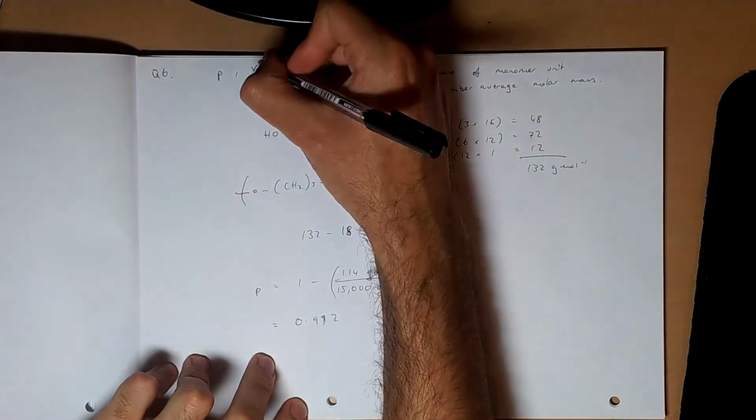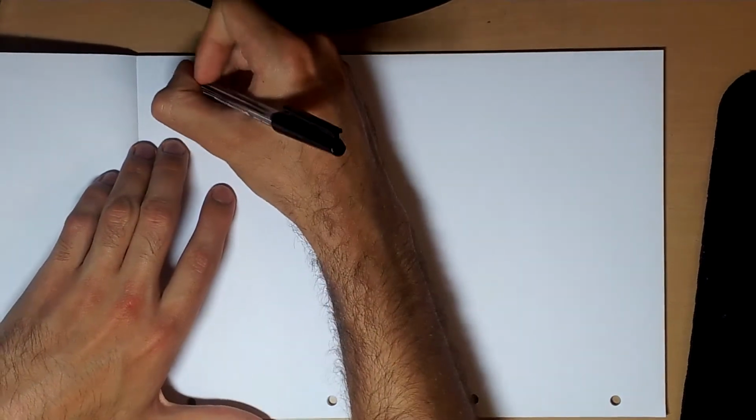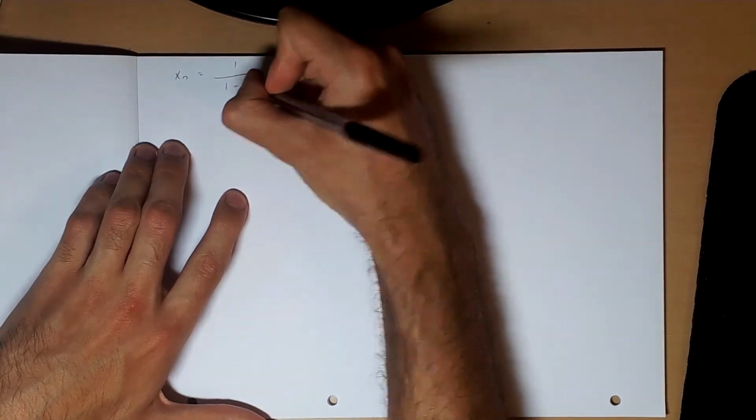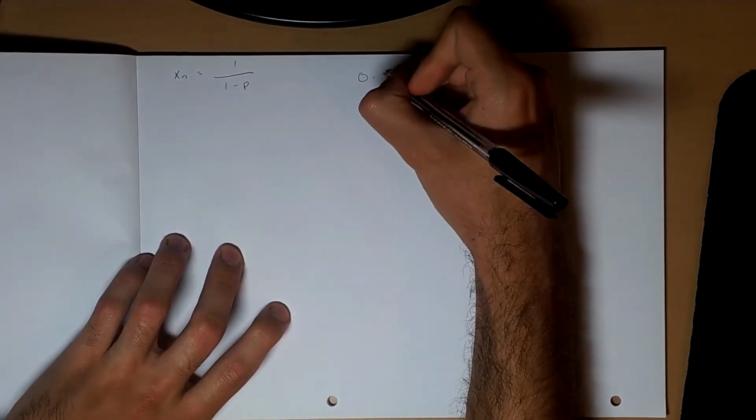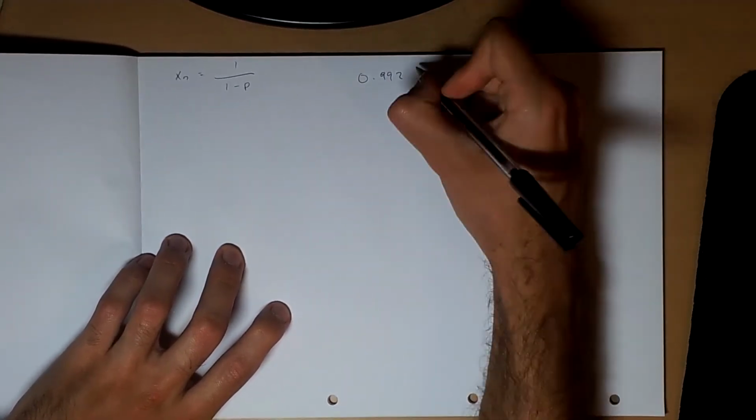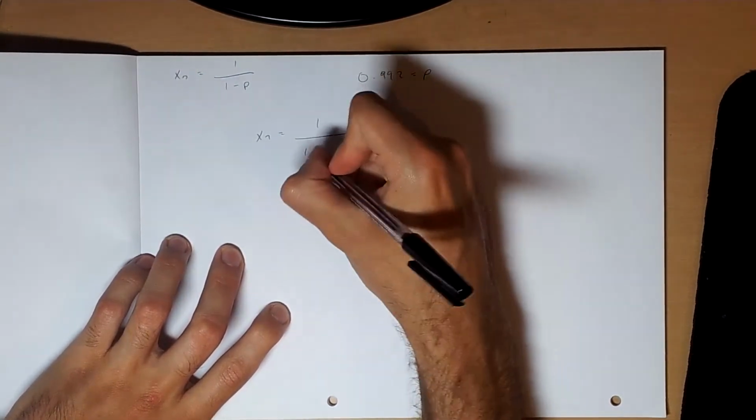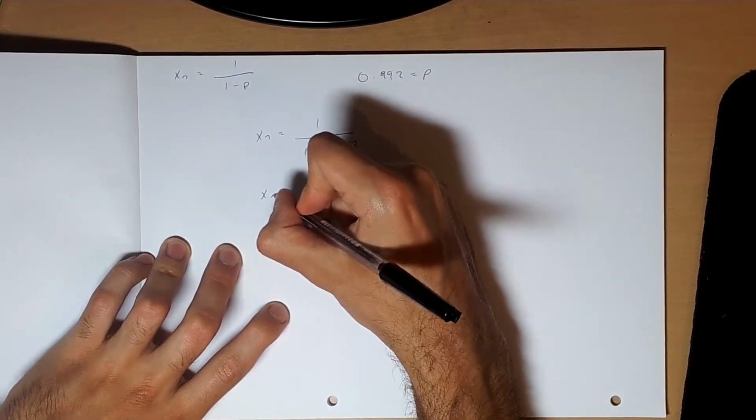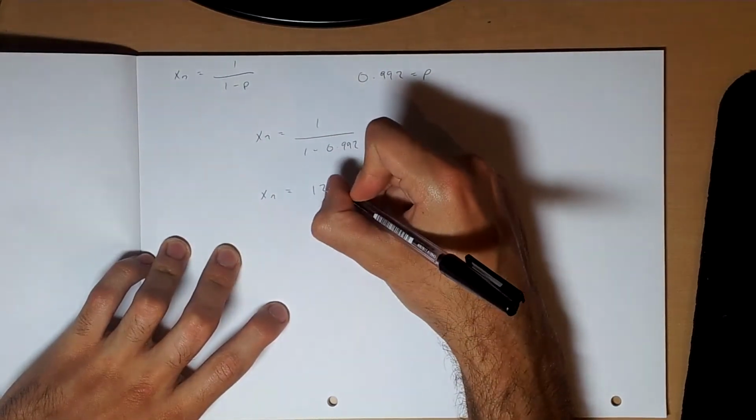We're also asked to calculate Xn, and to do that we simply put it into Carothers equation from earlier. So Xn is equal to 1 over 1 minus P. So using our value of 0.992 as P, we get Xn equals 1 over 1 minus 0.992, and that gives us an Xn value, after calculating this using a calculator, of 125.